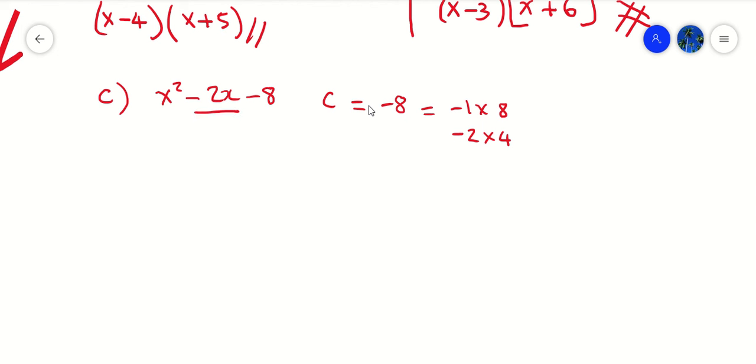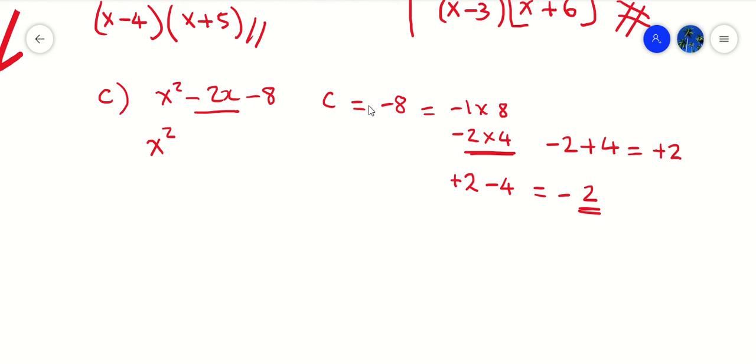Kwa hiyo, if I add these two, minus 2 plus 4, this is the same as positive 2. This is not what I want, I want negative 2. Kwa hiyo, I need to swap it around. I need to give it 2 plus 2 minus 4. Kwa sababu if I add 2, take away 4, this will give me minus 2, and this is what I want. Kwa hiyo factor ambazo nitazitumia ni plus 2 na minus 4.